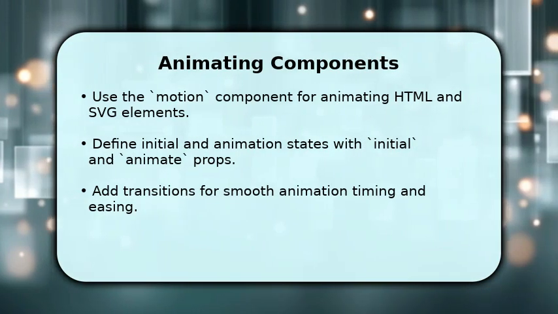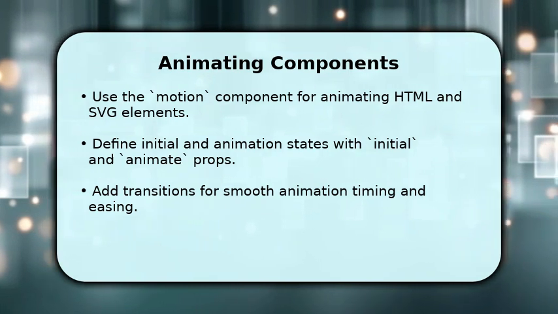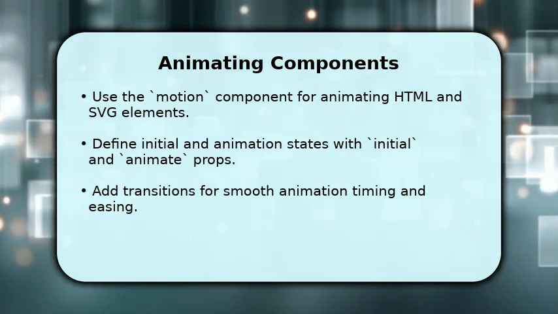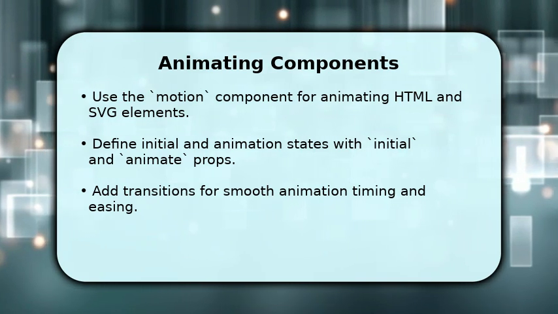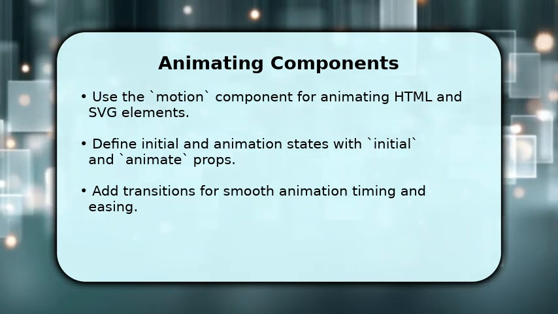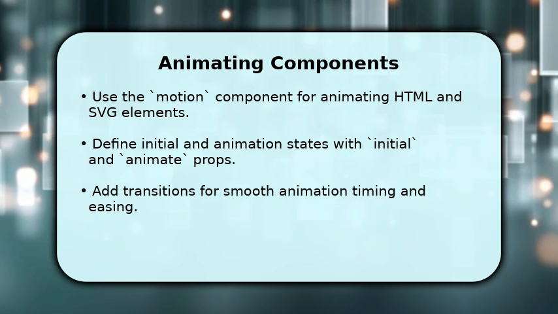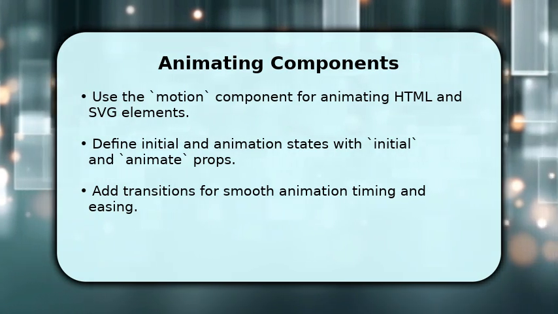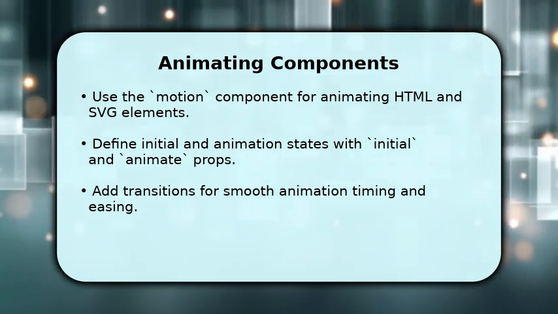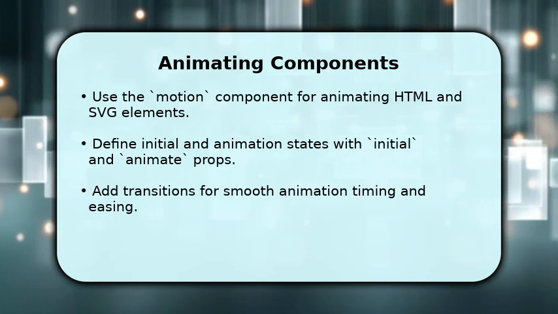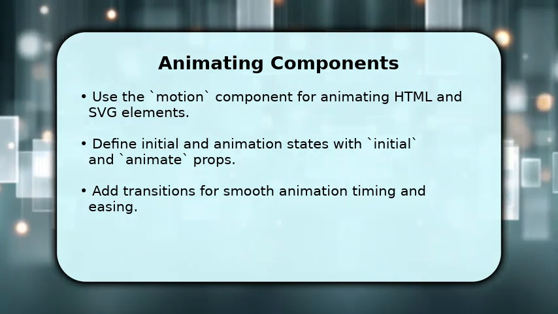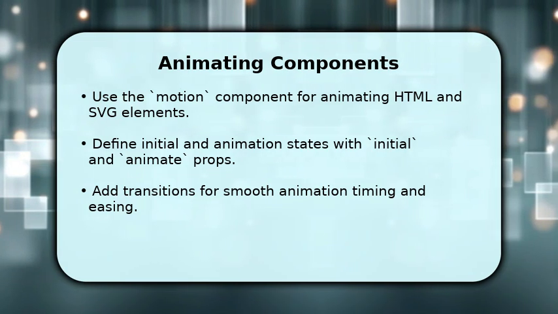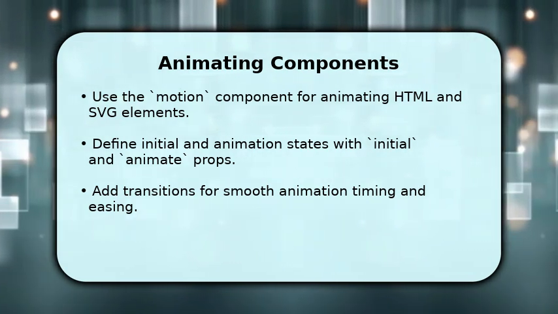Now, let's animate a simple component. Wrap your HTML or SVG element with the motion component. You can then define its starting and ending animation states using the initial and animate props. For instance, you might animate its opacity from 0 to 1. Don't forget to add a transition prop to control the duration and easing of your animation for a polished look.